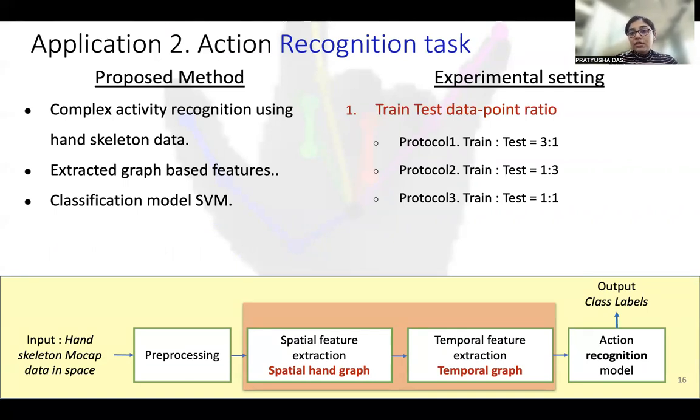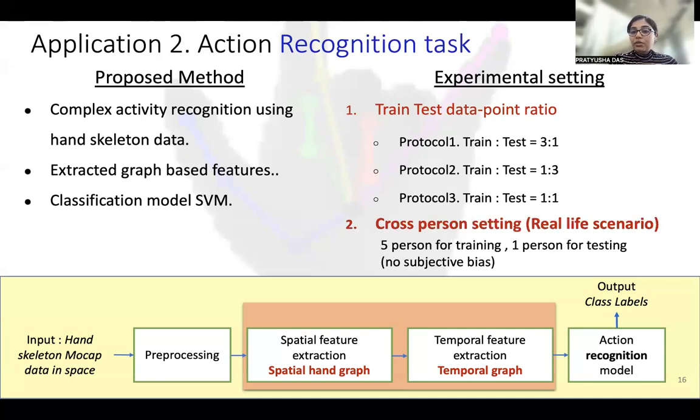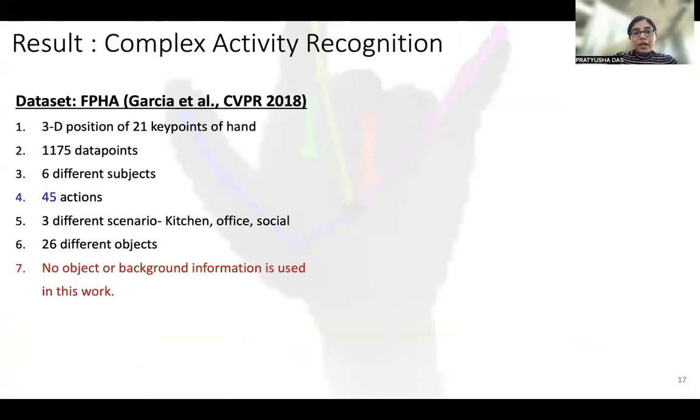The first one is where I'm changing the train test data split. The second one is the cross-person setting, where I'm training the system with 5 persons and testing it on the 6th person. That means the model did not see any data from the 6th person, which is a more real life scenario. I'm using the FPHA dataset, which has 45 actions and interacting with 26 objects. But the interesting part is we do not have any background information. We are just using the skeleton position information.